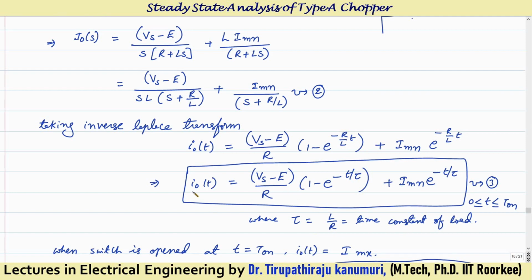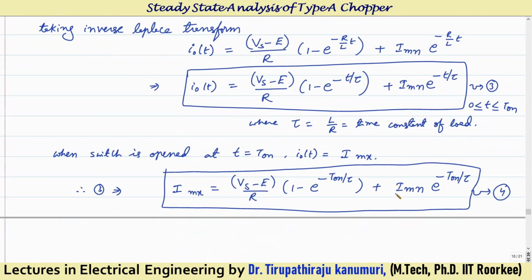So when I am substituting, your value of I0 of t is Vs minus E by R into 1 minus e to the power of minus t by tau plus Imn e to the power of minus t by tau. Let us assume it is having the continuous conduction, but minimum value is equal to 0. That means at time t is equal to T, it is having 0 value. So then this minimum value you will substitute as 0. So remaining all the things will be same. Getting it? So now I am proceeding further.